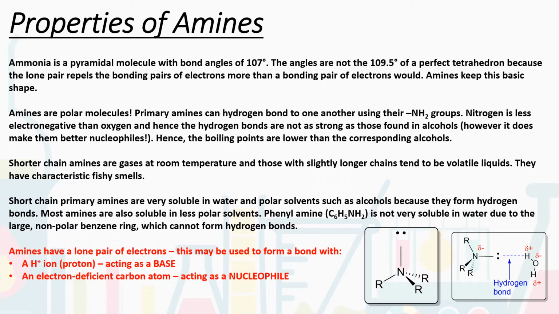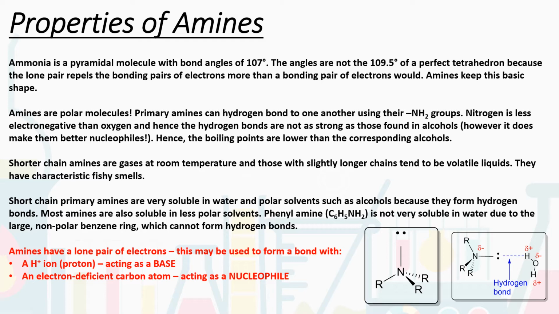But because we have that lone pair, that squeezes the bond angles down slightly because lone pairs repel more than bonding pairs. And so we end up with a bond angle in ammonia of about 107 degrees. And now it's not a tetrahedral shape, but a trigonal pyramidal shape. And amines generally keep this basic shape, because remember, all we've done from getting from ammonia to an amine is replace the hydrogens with carbon groups.